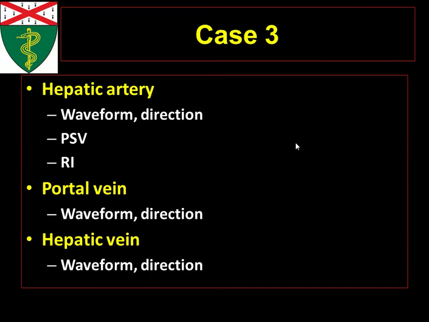And finally, hepatic vein. What direction do you expect the hepatic veins to go? Fugal, so away from the liver. Right? We don't want hepatic veins going towards the liver. We want it going away from the liver back to the heart. And what about the waveforms of the hepatic vein?